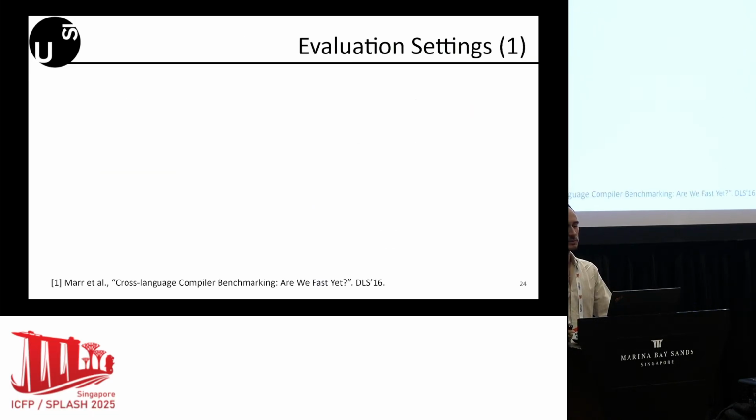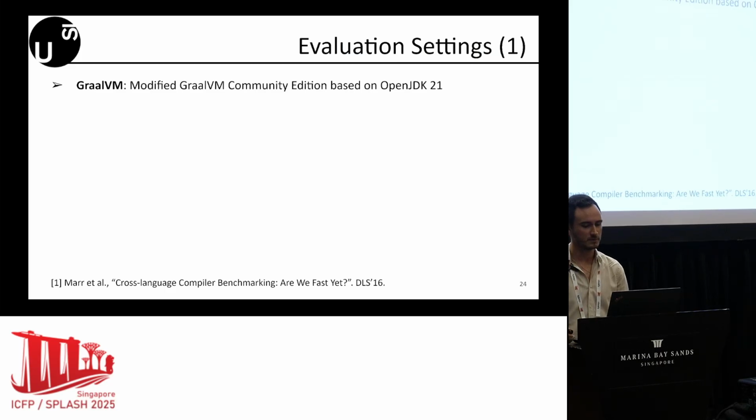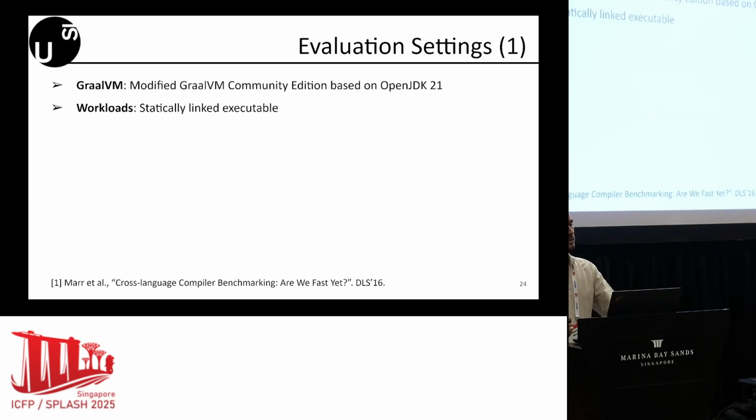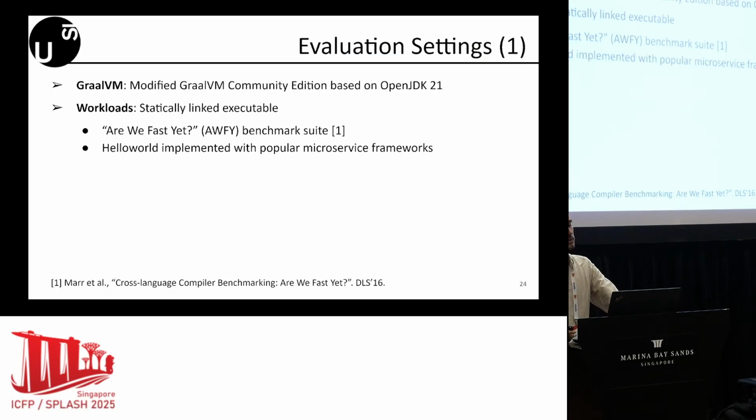Before concluding, I would like to present here our evaluation results. We conduct our experiments using a modified GraalVM Community Edition based on OpenJDK 21. In particular, we build statically linked executables from the RWFastYet benchmark suite to evaluate the speedup on short-running programs, often used in the Function-as-a-Service model, and on Hello World implemented with popular microservice frameworks. This is to evaluate the speedups on the serverless model when using long-running processes. We use Hello World because we want to evaluate the performance of the frameworks and not of the user application, which we evaluate with the RWFastYet benchmark suite.